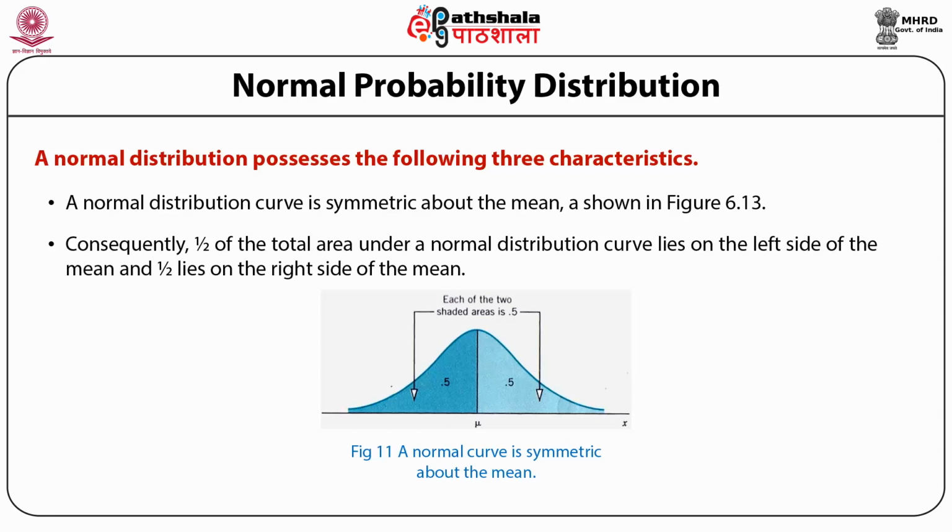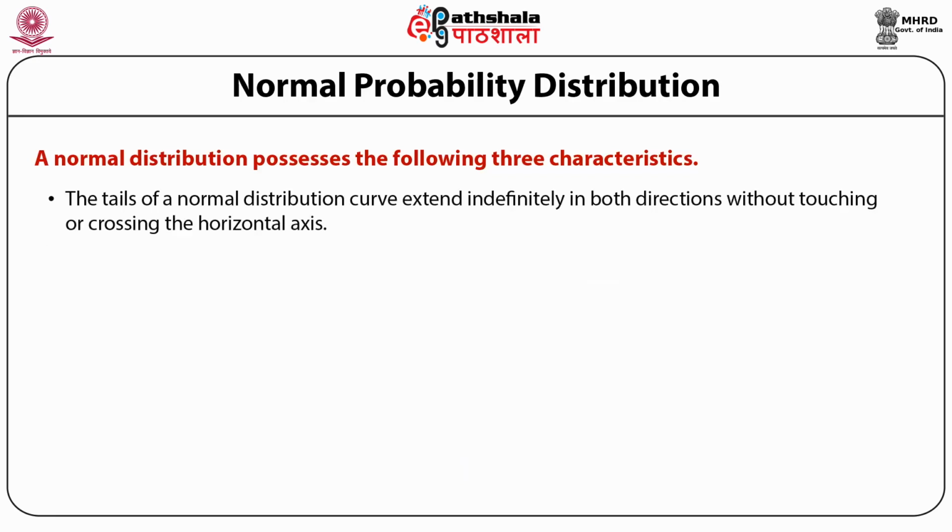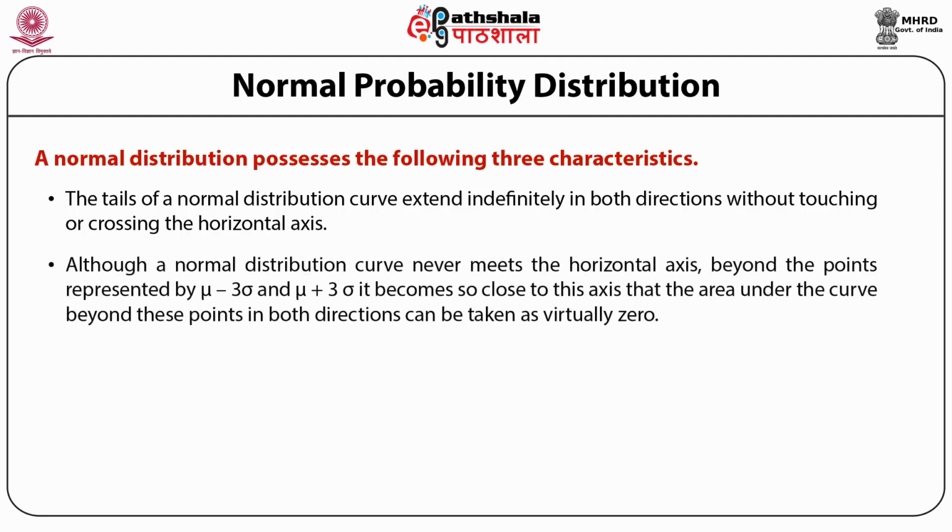Again, the curve is not touching the ground, that is the x-axis. The tails of a normal distribution curve extend indefinitely in both directions without touching or crossing the horizontal axis. Although a normal distribution curve never meets the horizontal axis, beyond the points represented by mu minus 3 sigma and mu plus 3 sigma, it becomes so close to the axis that the area under the curve beyond these points in both directions can be taken as virtually zero.